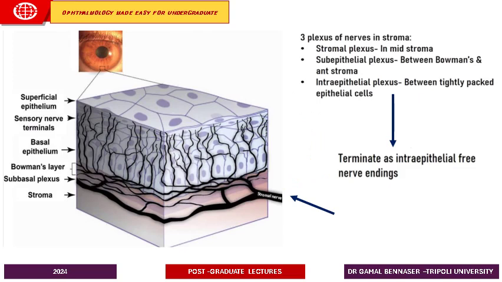This is the main nerve supply. So once it enters the cornea, it enters through three plexuses: the stromal plexus, subbasal plexus, and intraepithelial plexus. This is a brief description of the innervation and how the innervation reaches the cornea.